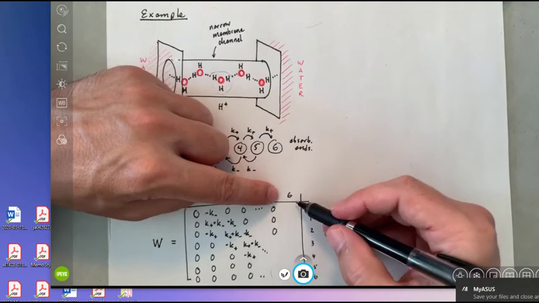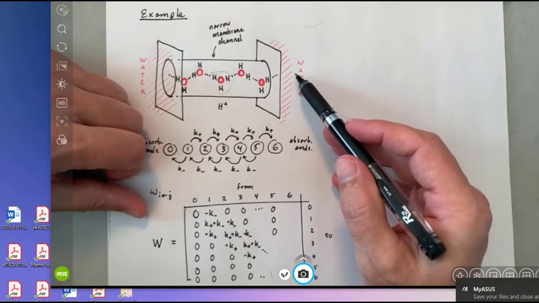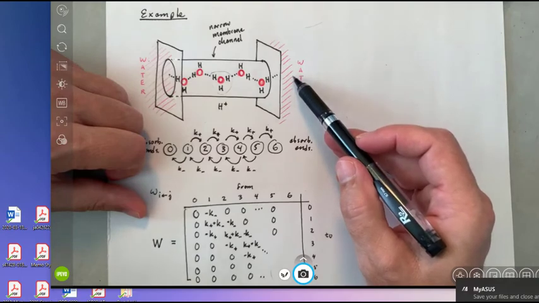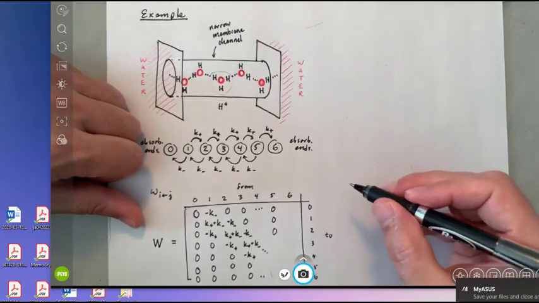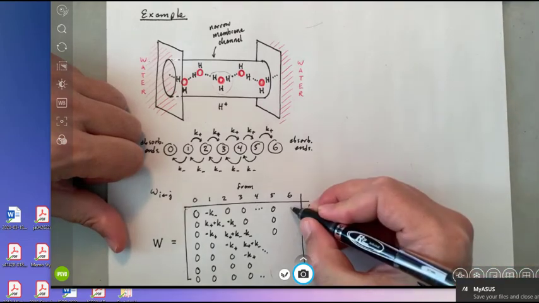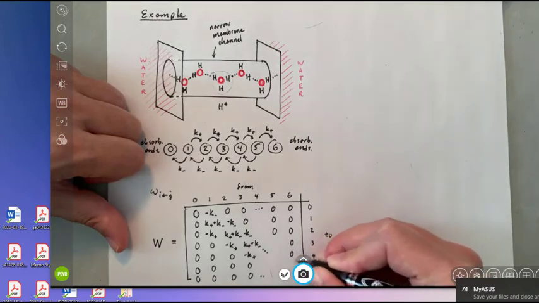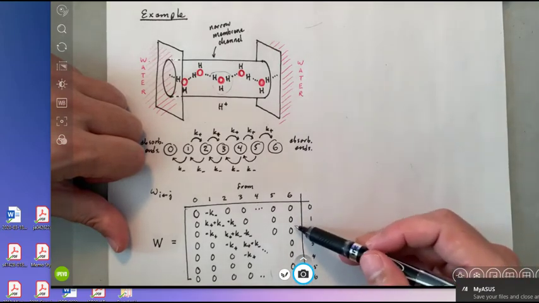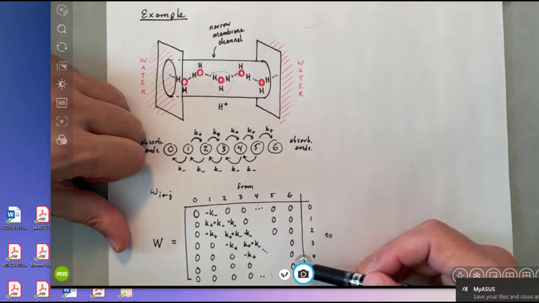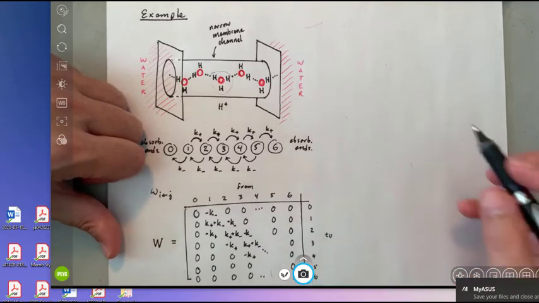Let's do column 6 first. Column 6 corresponds to a proton leaving state 6 and going somewhere else. Well, it doesn't ever go somewhere else. So all of the off diagonal, those are going to be zeros. Okay, so I can fill in all of these all the way down until I get to the last one as 6. Now, if no probability ever arrives somewhere else from state 6, then no probability leaves state 6, and that's our probability balance idea here.